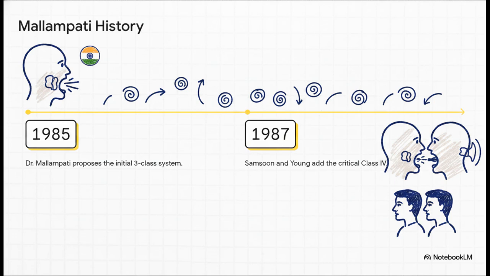All right, part 1, the life-saving 10 seconds. To really master this tool, you've got to understand where it came from and why it was created in the first place. It all started back in 1985. An American Indian anesthesiologist, Dr. Seshagiri Mallampati, proposed a brilliant but simple 3-class system based just on oral anatomy. But medicine is always evolving. Just 2 years later, in 1987, Samson and Young introduced a crucial modification, adding that highly dangerous Class 4. And that modified version? That is exactly what we rely on in clinical practice today.